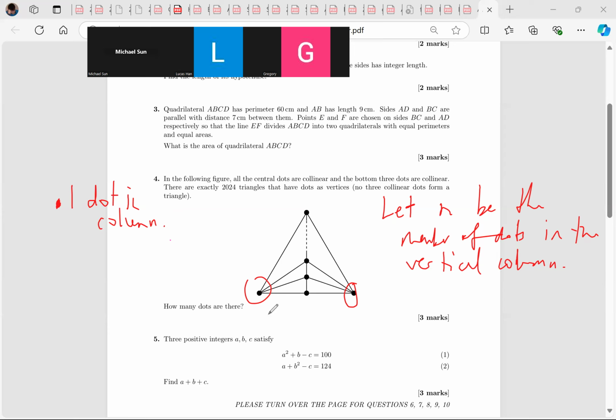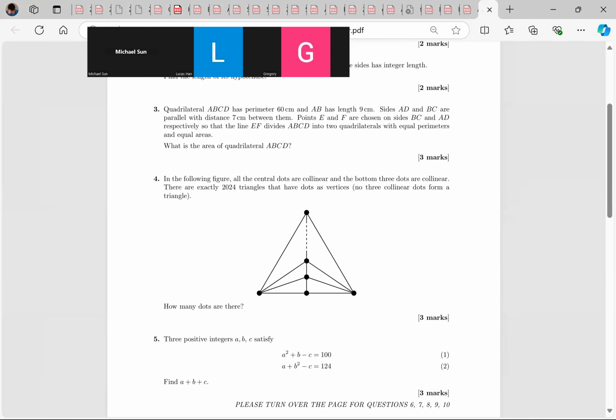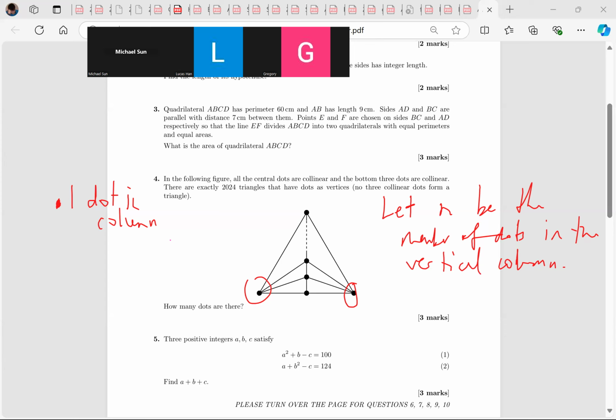Okay, and then there's n minus one of these, yeah? Right?